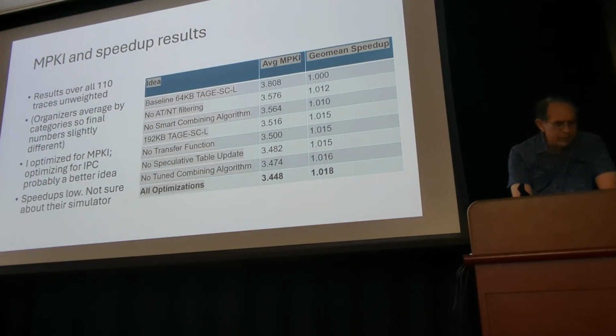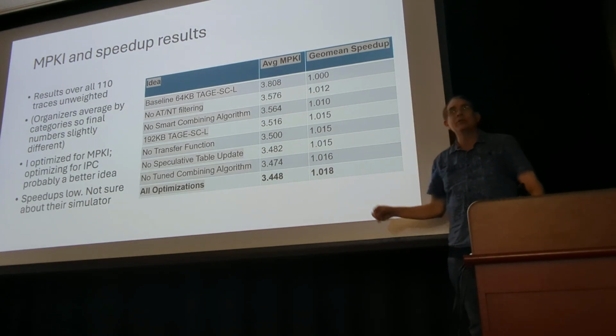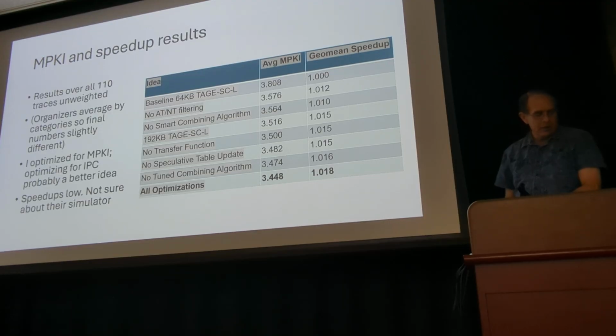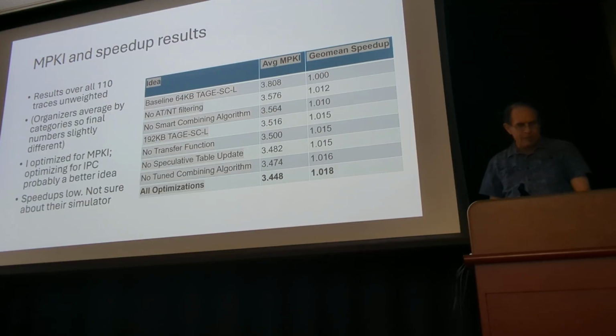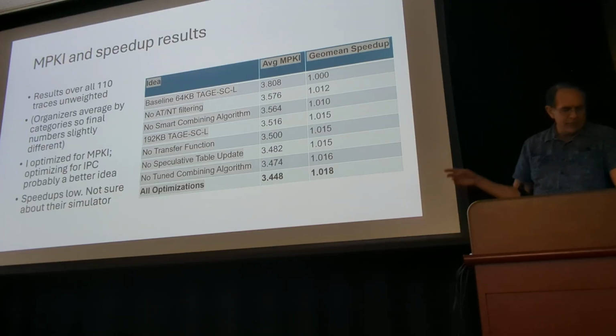What else? So this is a table of... this is not the organizer's weighting function. This number isn't directly comparable to the numbers that come out of the simulator. I don't even know if I have that in this presentation. Maybe I do. It's in the final paper. So this is unweighted over all the 110 traces. This is pretty much saying the same thing as that graph was.